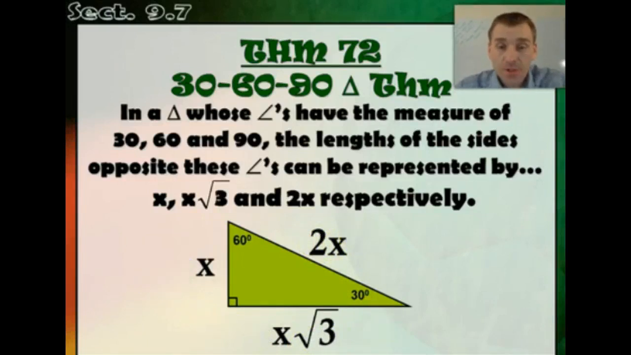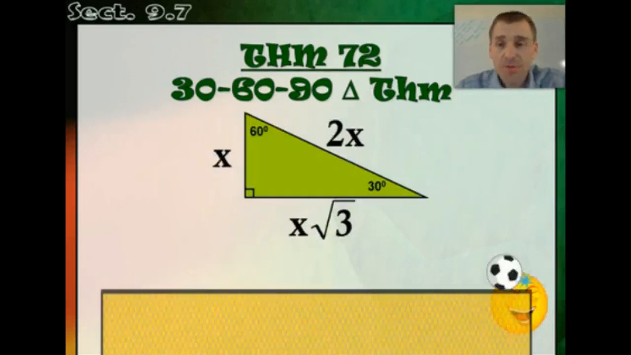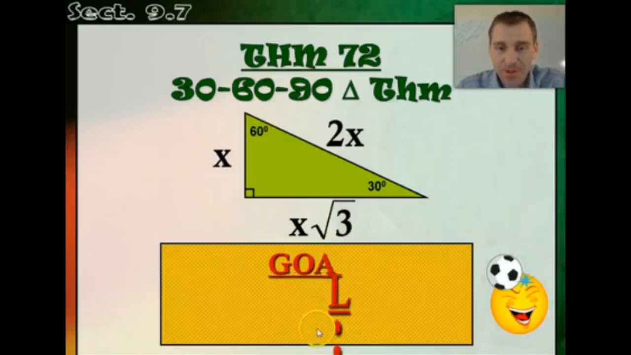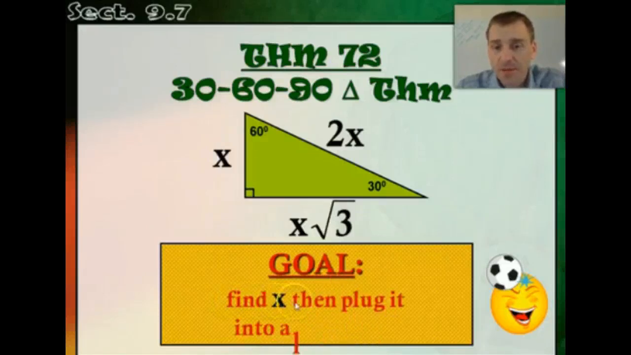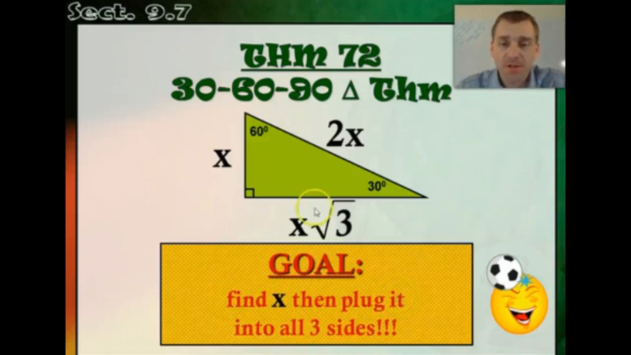This is really cool. So then the goal becomes finding x. As soon as you find x, as you see it popping up here on the screen, the goal is as soon as you find x, then plug it into all the other sides. Well, actually the other 2 sides, because as soon as you find x, this piece right here, then the x goes here and here. What do you mean, Mr. Motter? Quit confusing me.